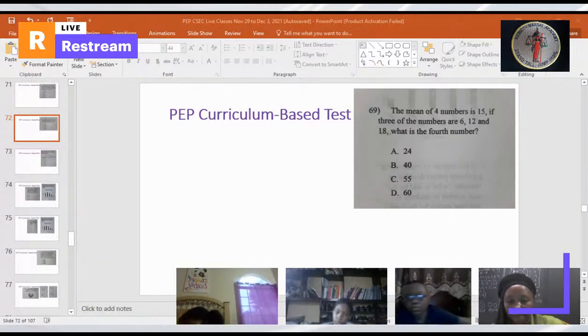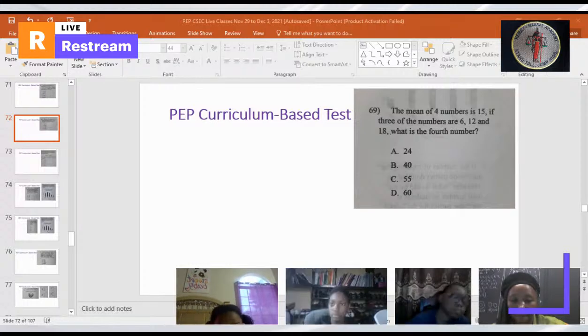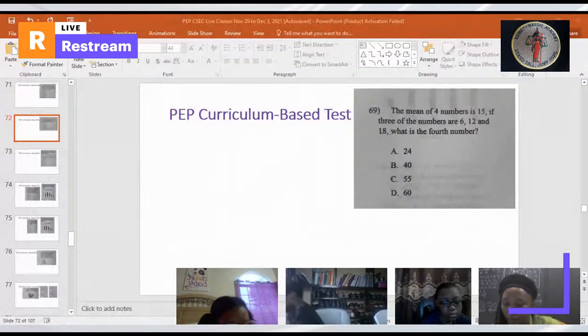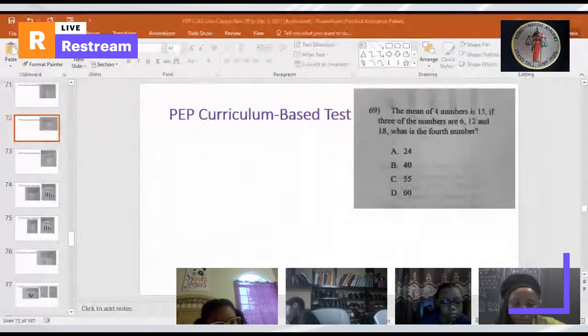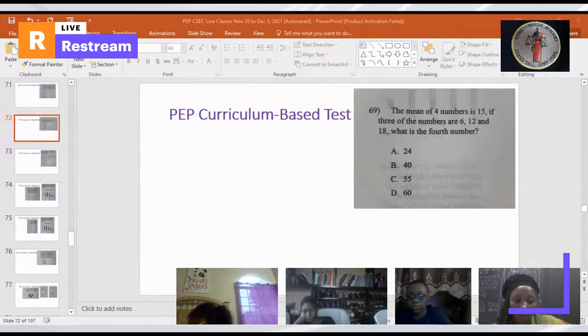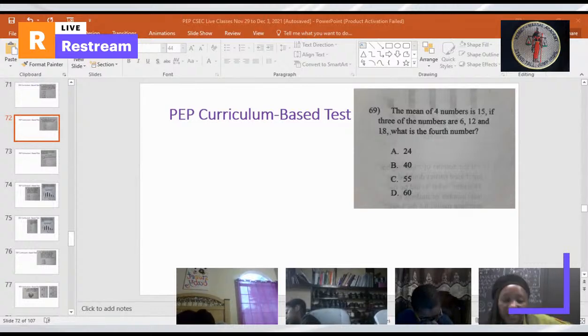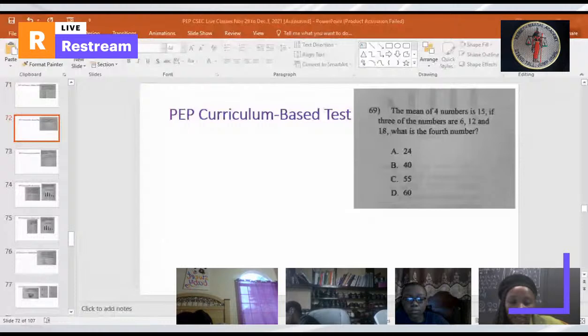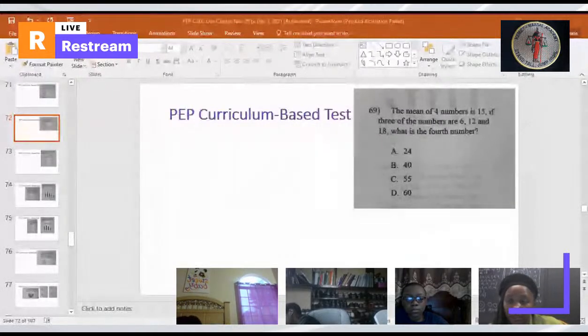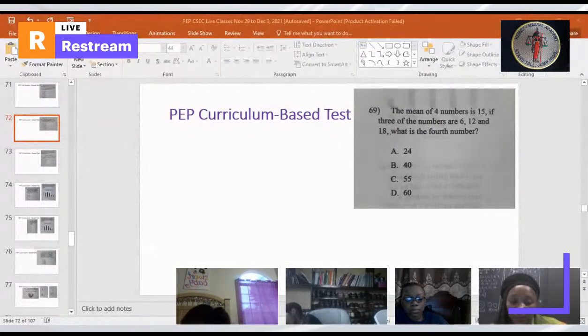Miss, may I answer? So the average is all the numbers added up divided by how many numbers there are. Since we have the average, we can multiply 15 by 4 to get the total, and then add up 6, 12, and 18 and subtract that from the total. Beautiful, Madison. That's correct. So we find the total for the 4 numbers. Since we know their average, we multiply that by 4 to get their total. Then since we know 3 of the numbers, we add those up and take it from the total, and the answer will give us the last number.